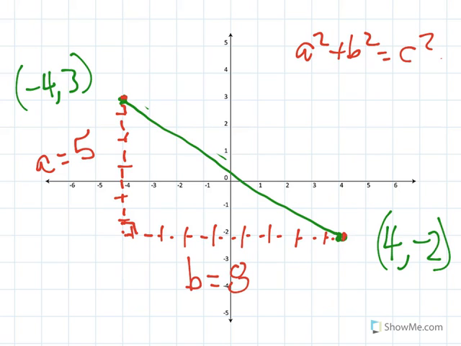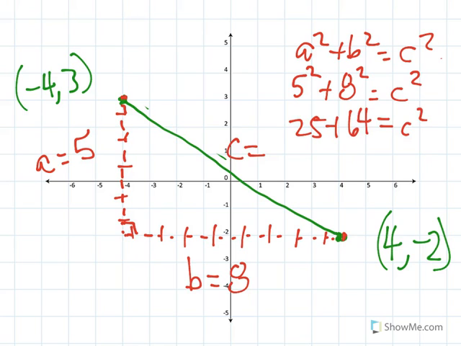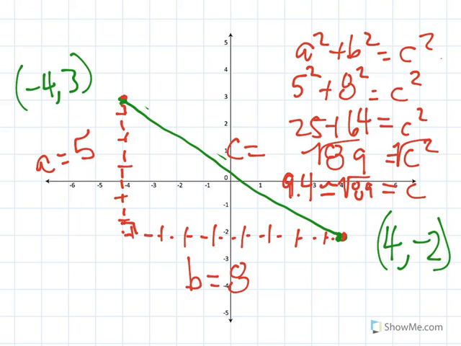And I'm going to go ahead and calculate this. Why? Because I'll be able to figure out what my diagonal length is. So a squared, 5 squared plus 8 squared equals c squared. 25 plus 64, 89, equals c squared. I want to get c by itself, so I'm going to square root. c is the square root of 89, which is roughly 9.4.